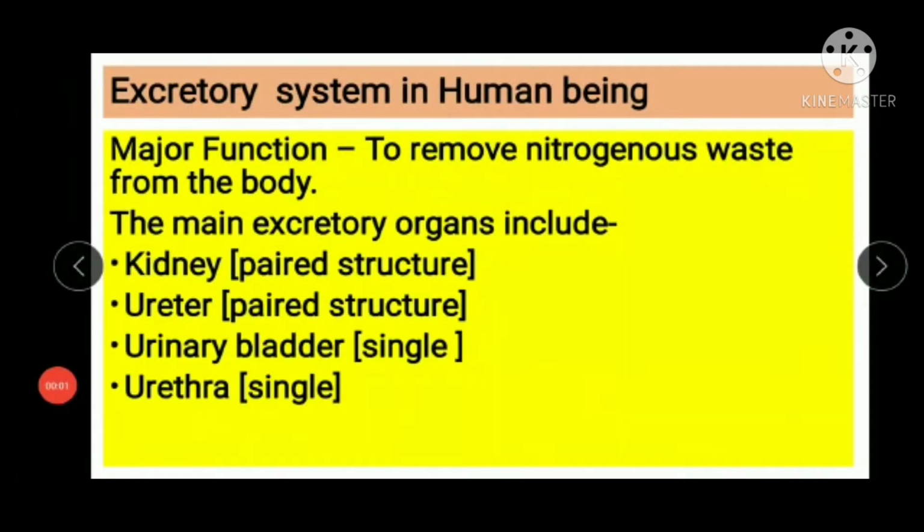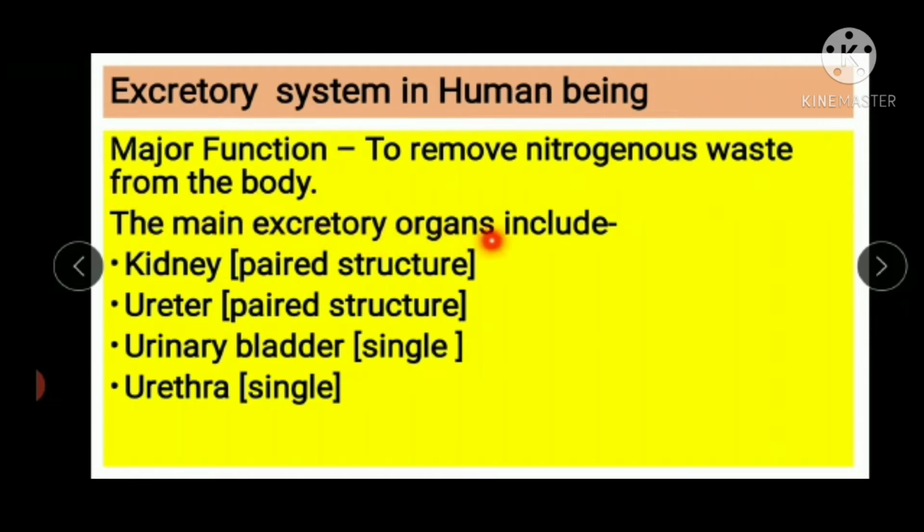Hello students, today we are going to study the system named the excretory system, and we are going to study this system in human beings. Let us first study the function of the kidney. The major function of the kidney or the excretory system is to remove nitrogenous waste from the body.